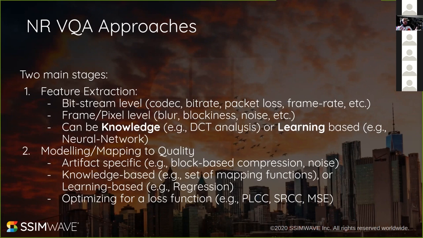While doing the mapping, mapping is all about optimization. You're trying to map your features into a quality score while aligning with MOS scores. And aligning here means many things in math. It can be minimizing the error, or it can be maximizing the correlation, and we'll talk about that later as well.